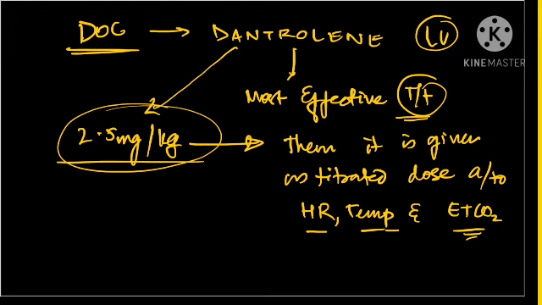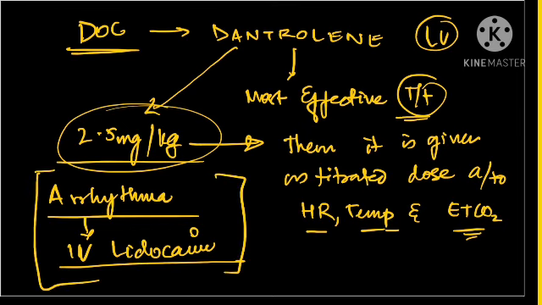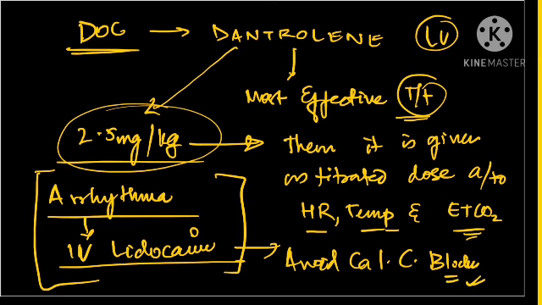One thing more, arrhythmias. How to treat arrhythmias? IV lidocaine is given to treat arrhythmias. One thing more, avoid calcium channel blockers here. That is all for malignant hyperthermia.